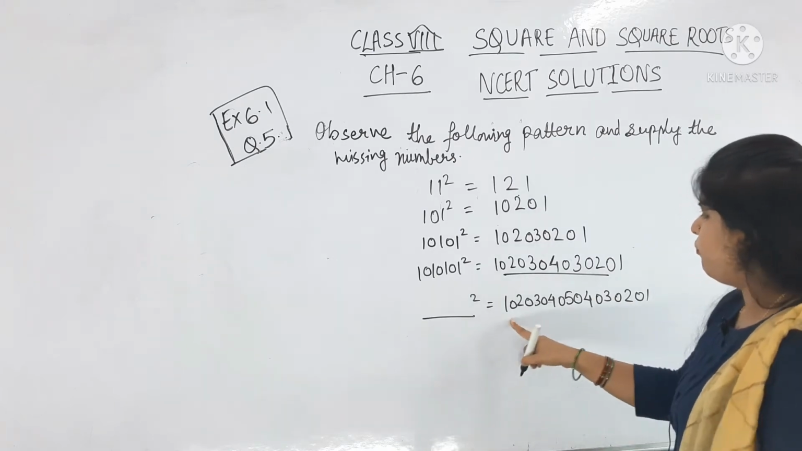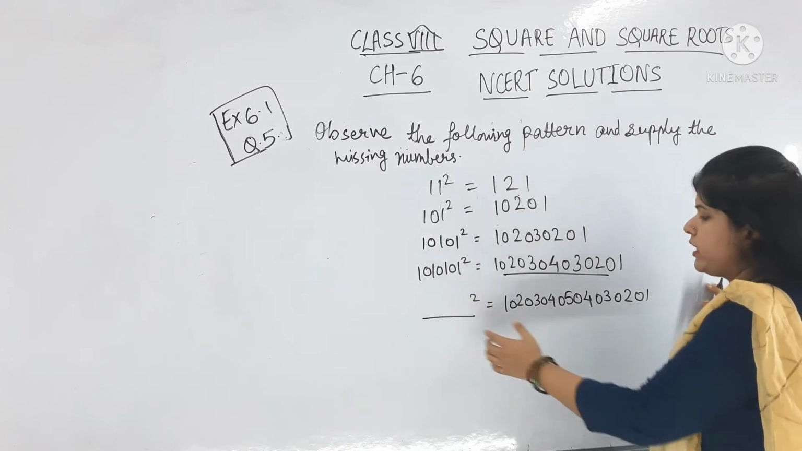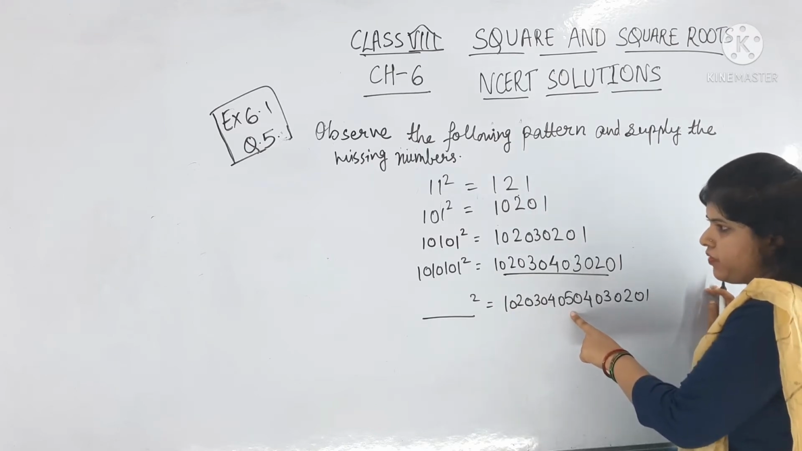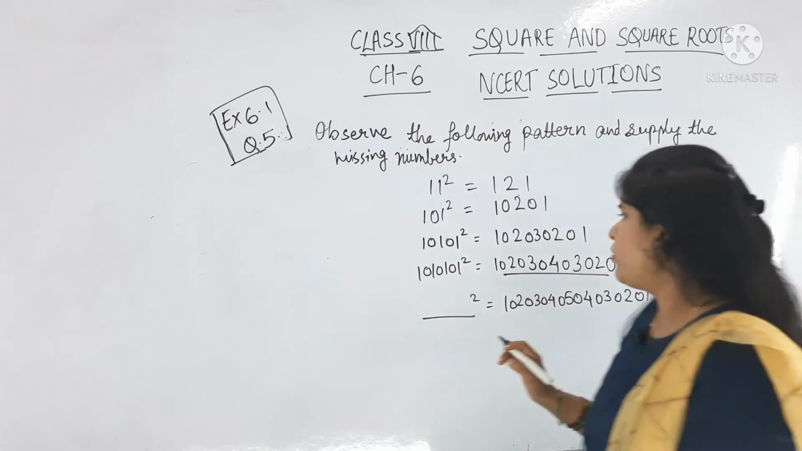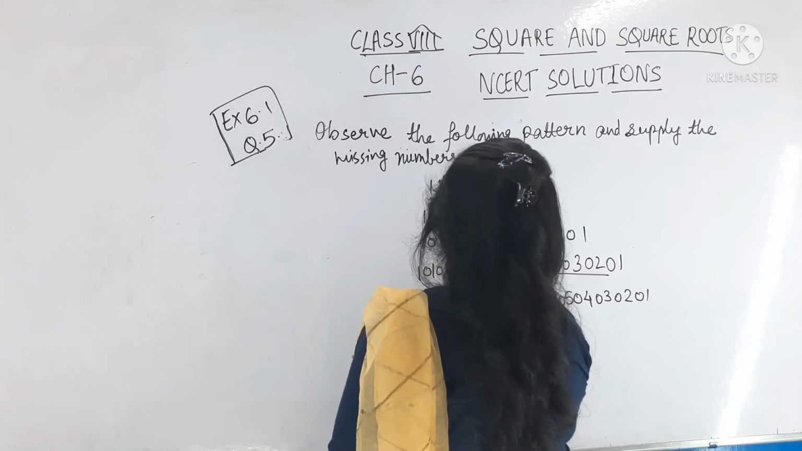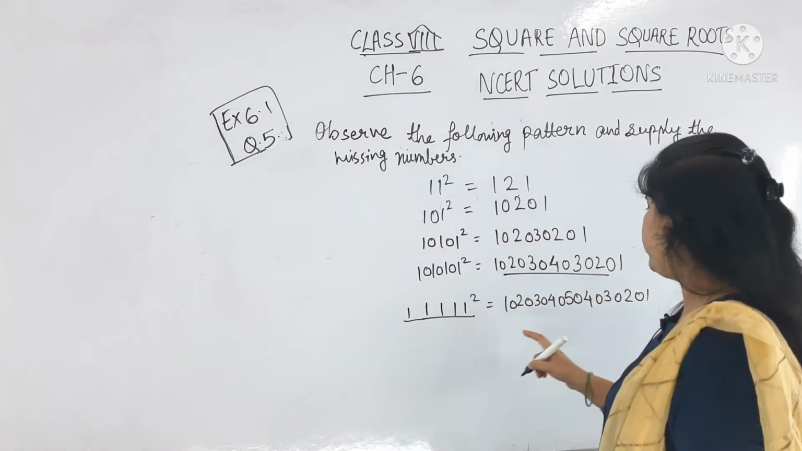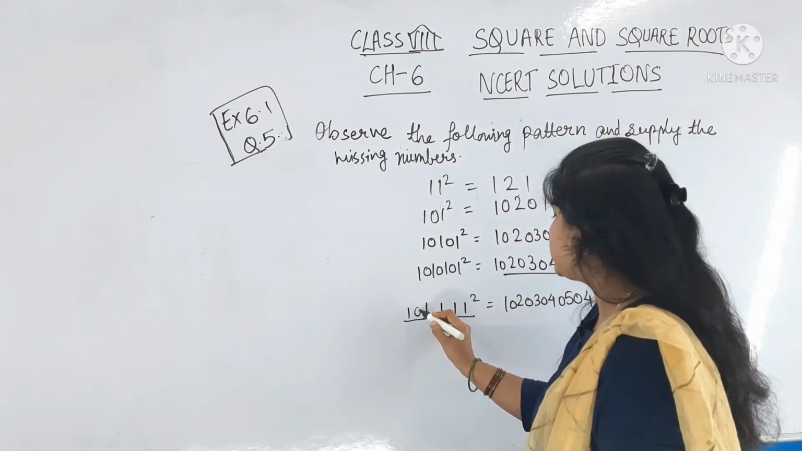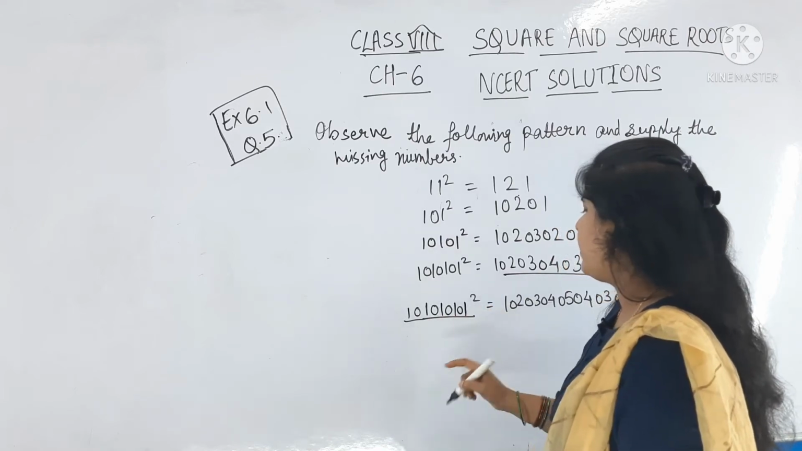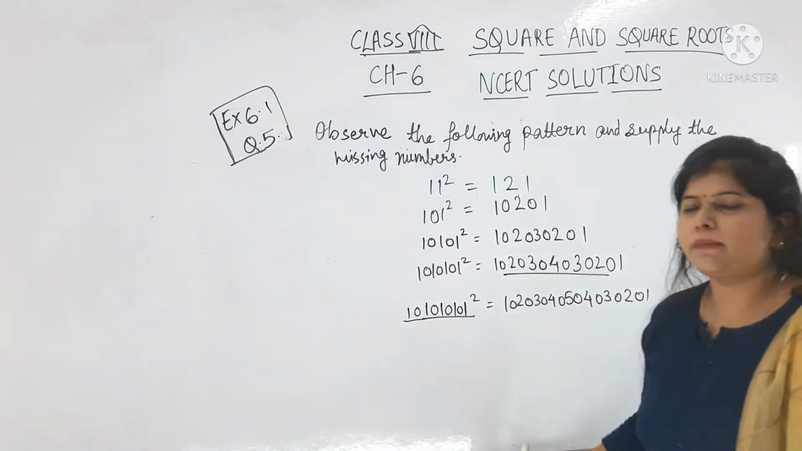Okay, and now we have this number here, and what should be here on the left hand side? So here you can see 1 0 2 0 3 0 4 0 and 5. So here it is 5. So how many ones? It will be 5 ones: 1 2 3 4 5. Okay, and in between I have to put zeros: 1 0 1 0 1 0 1 0 1. Like this we have to solve this question. Okay, so this is the pattern.